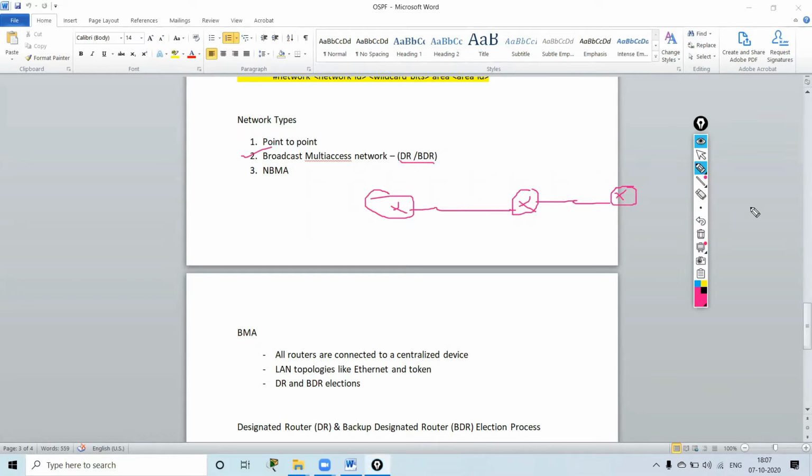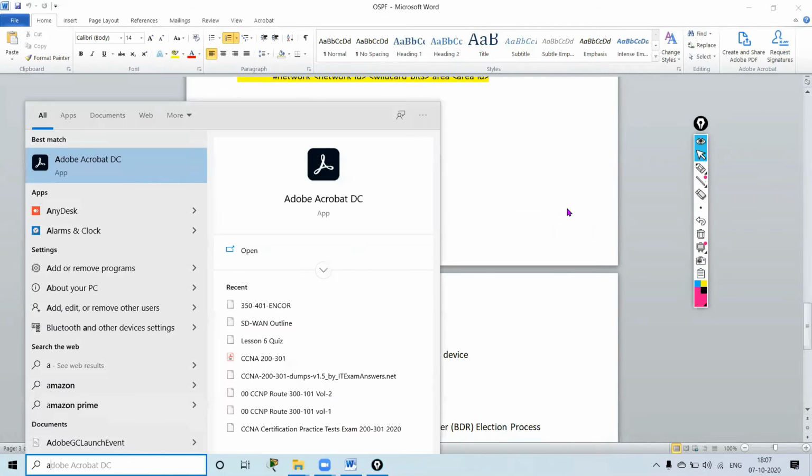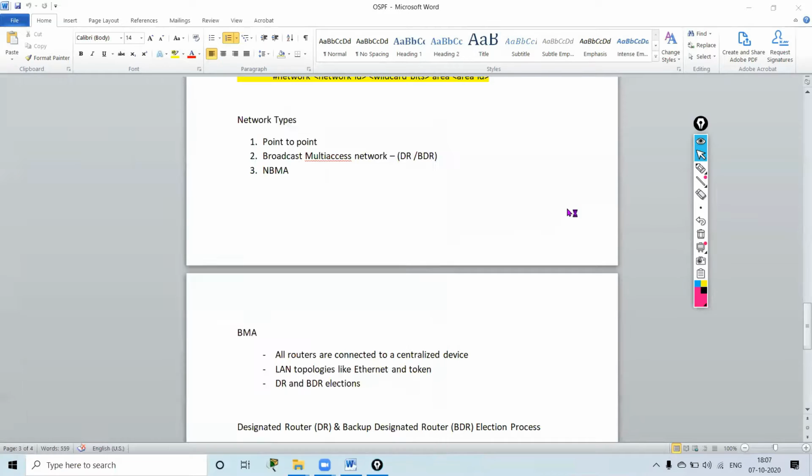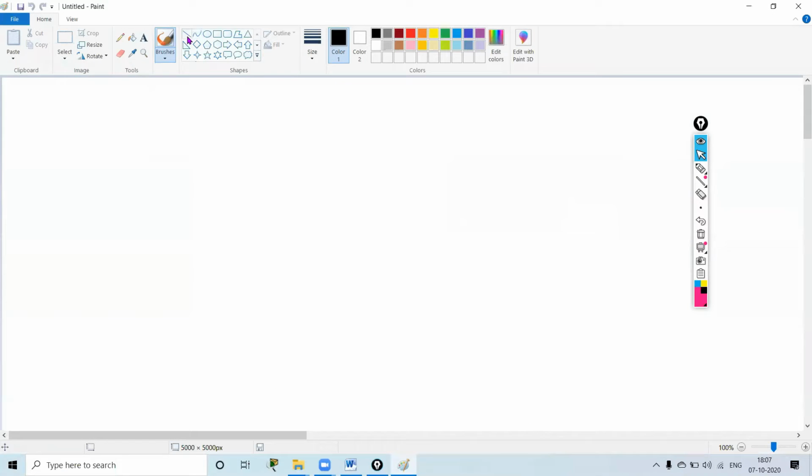Broadcast multi-access network means here there is a possibility of broadcast. That is why DR and BDR are elected. So what does a broadcast multi-access network look like? In a broadcast multi-access network, the routers are connected to a centralized switch or a centralized device, you can say. Switch networks are known as broadcast multi-access networks.